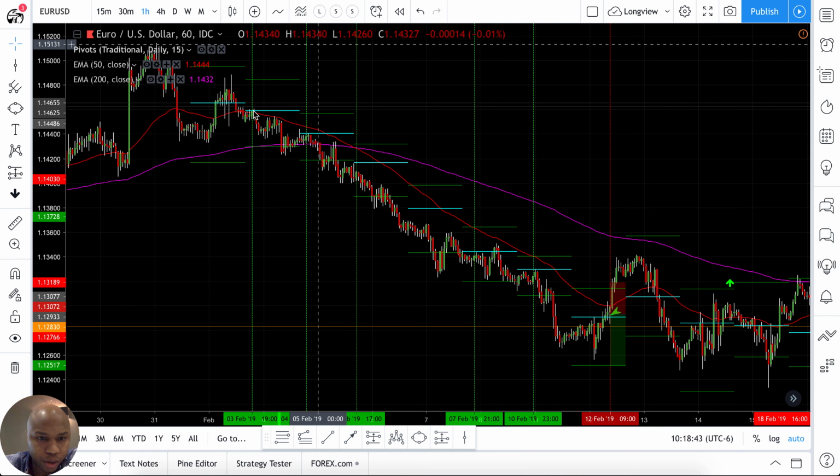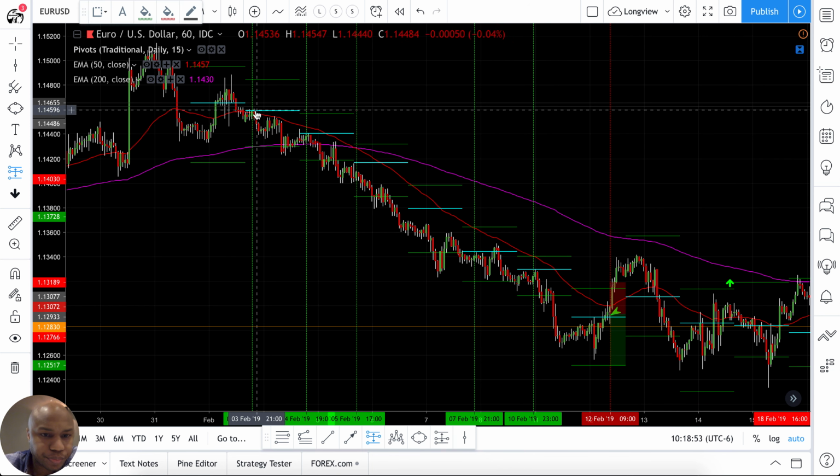So, in other words, I would have a limit order wherever the blue line is. That's where I'm looking to enter. That's how my strategy is set up. Let me see if we can.